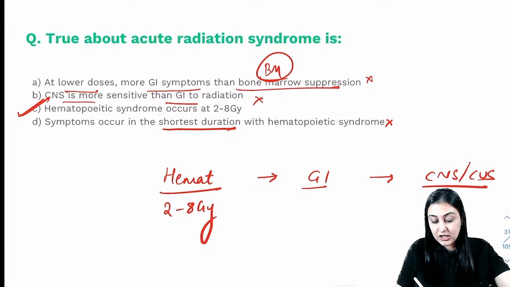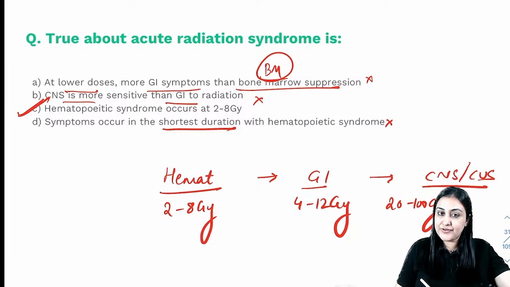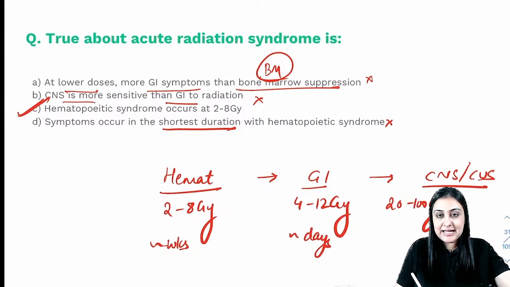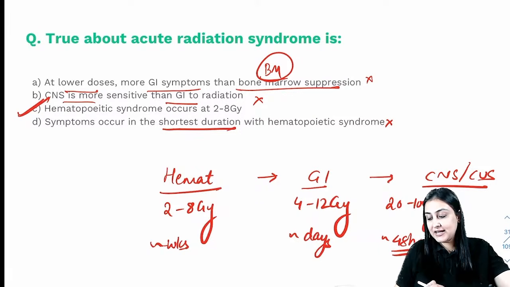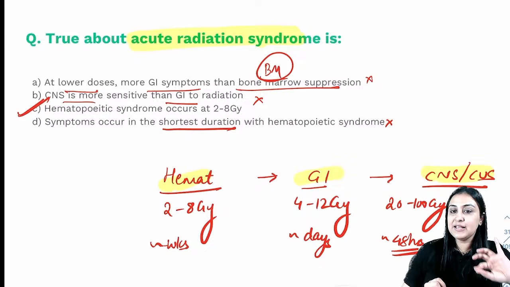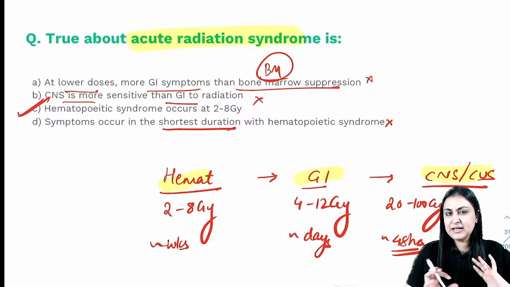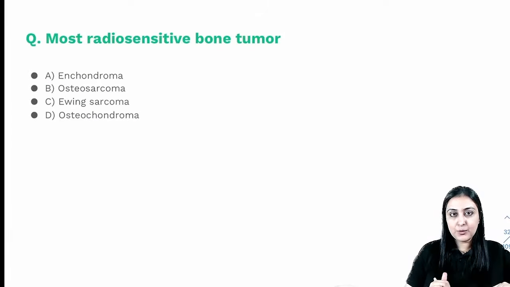GI syndrome is going to occur at 4 to 12 grays, and CNS CVS will occur if there is 20 to 100 grays, the largest amount of exposure. This will have symptoms which will occur over weeks. This will have symptoms which will occur over days, and here death will be within 48 hours. Within hours you will die. It is so severe. Okay, so this is the order of acute radiation syndrome. If there is a sudden radiation leak, this is the order in which the systems are going to be affected. Okay, a lot of you got this wrong, but I hope you learned the concept now.